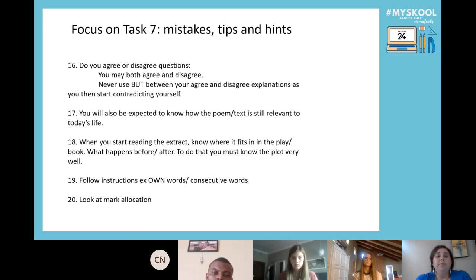Then lastly, a do you agree or disagree question. You may agree or disagree, not and, or. Never use but between your agree and disagree explanations. That's when you start contradicting yourself. For example, if I ask you, is Mr. M a good teacher? You can't say yes and no. Pick a side and stick to it. Don't be a fence sitter.